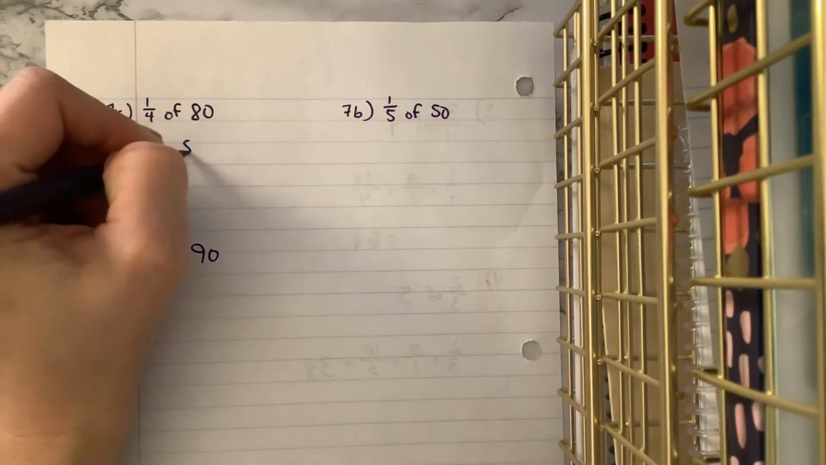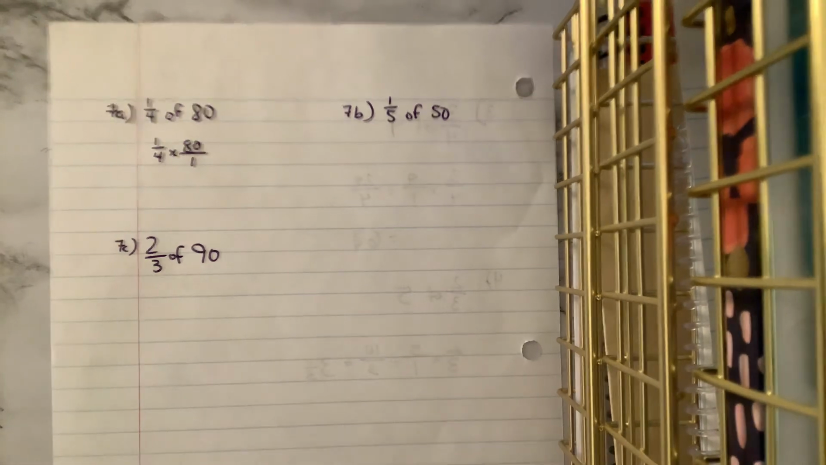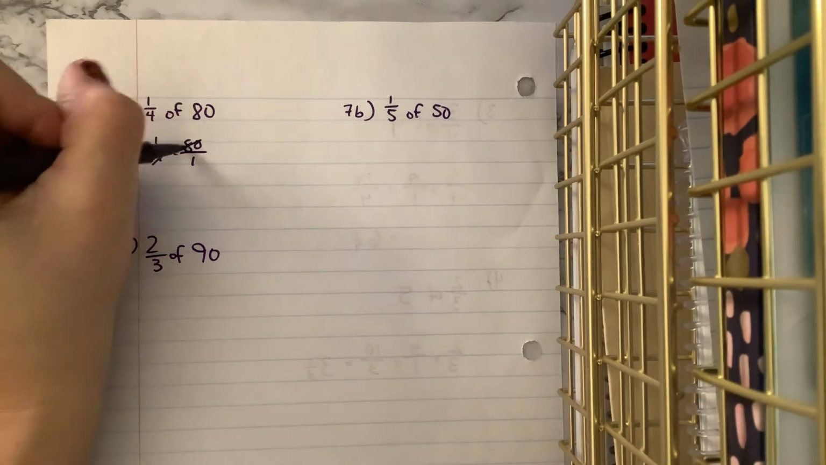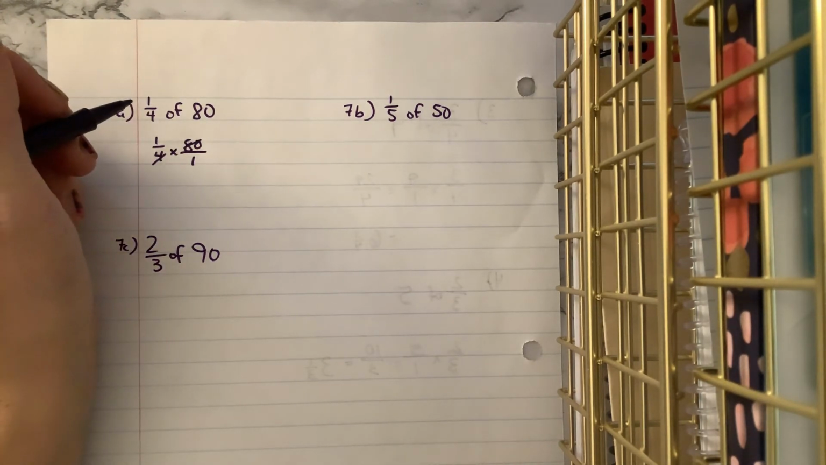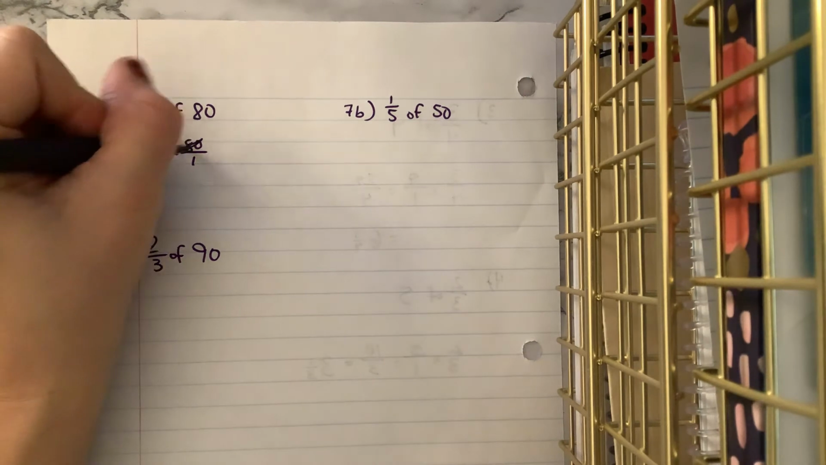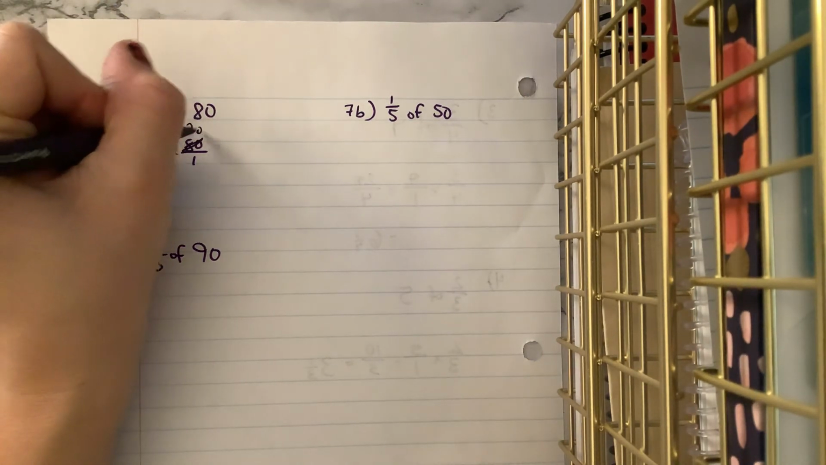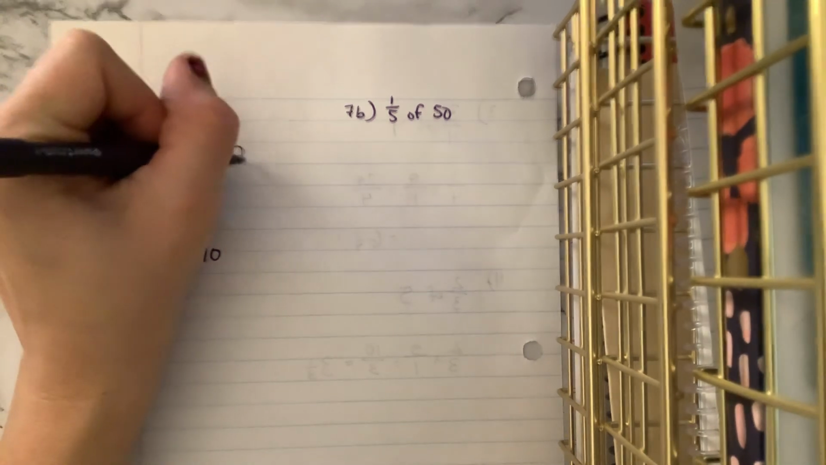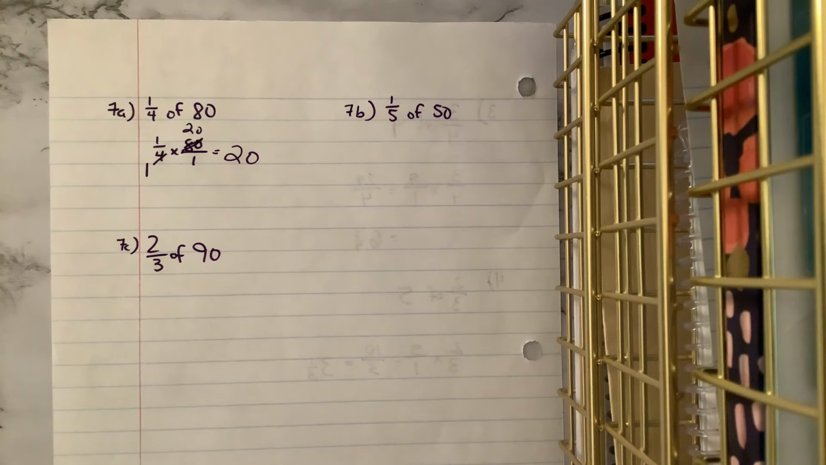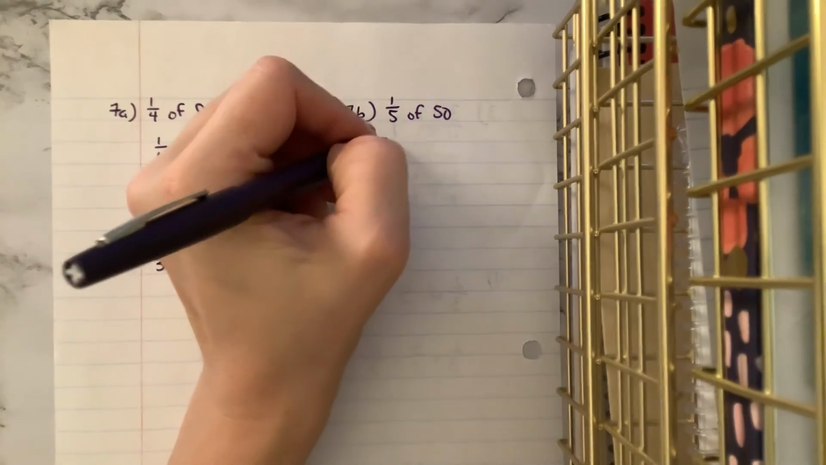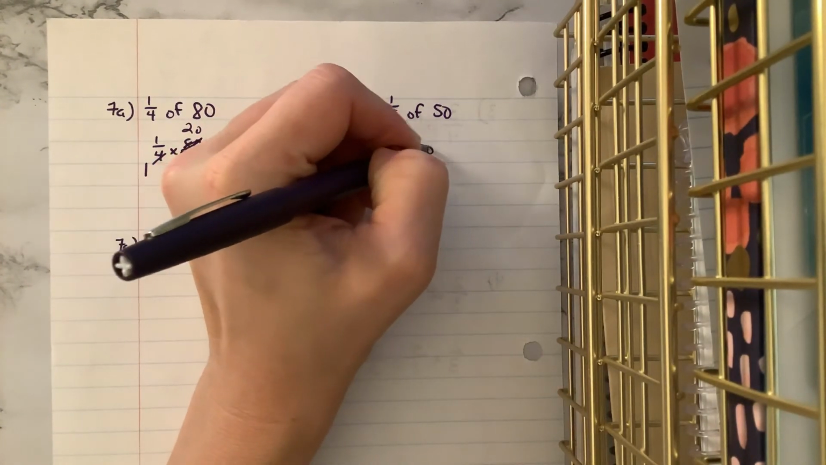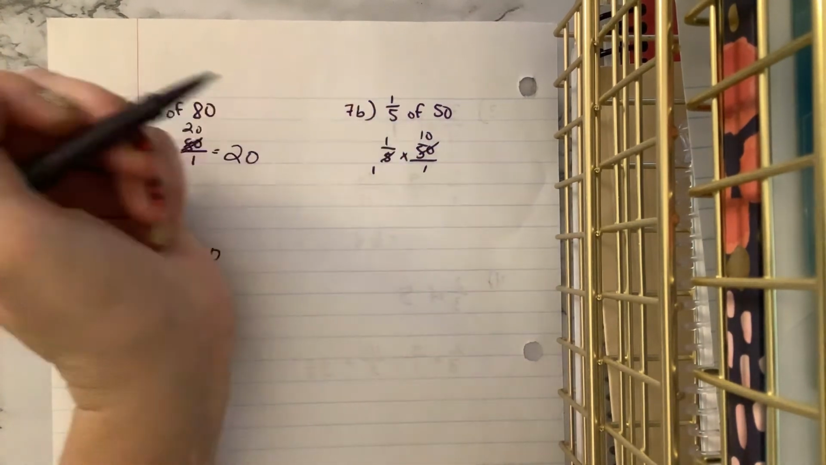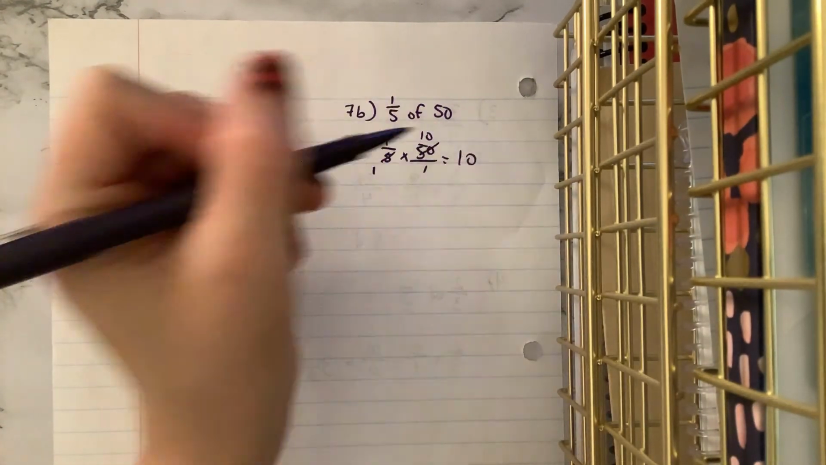So we're multiplying 1/4 times 80, which is the same as 1/4 times 80 over 1. 1 and 1 cannot be simplified, but 4 and 80 can be. They share a factor of 4. 4 divided by 4 is 1. 80 divided by 4 is 20. Okay. We multiply across and get 20 over 1, or 20. 1/5 times 50. We can simplify. These are both divisible by 5. We multiply across and get 10.